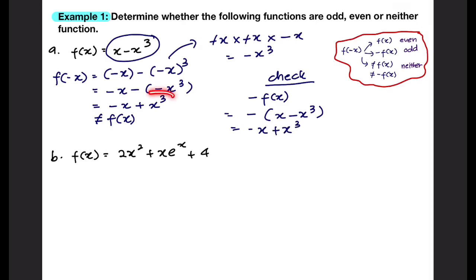So then you compare this one. This is f(negative x) compared with negative f(x). Okay, so they are the same. Equal to negative f(x). So this function is an odd function.